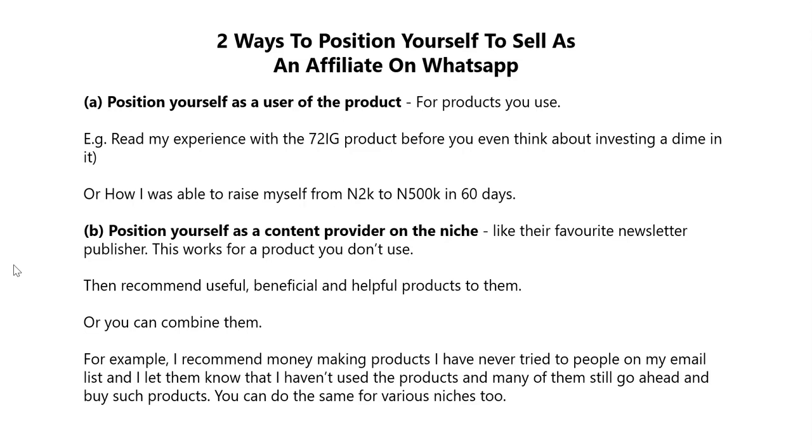Now, the second way for you to position yourself is to position yourself as a content provider on that topic, on the topic the product is about. So it's just like being their favorite newsletter publisher. And this works very well either you are using a product or not. And once you've positioned yourself as a content provider, you can now recommend useful, beneficial, and helpful products to your subscribers. That's basically what you are doing here. You are positioning yourself as a content provider, and then you are recommending useful, beneficial, and helpful products to people who are consuming your content.